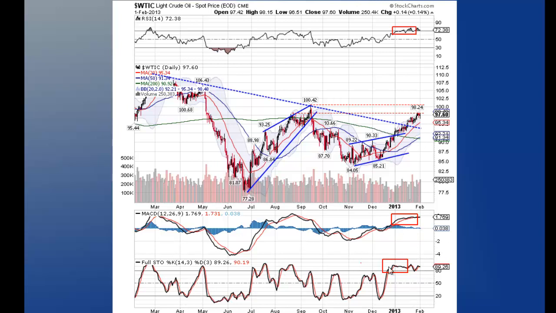RSI, MACD, stochastics, they're all on overbought levels, so the possible further consolidation is quite likely. Support on the downside, it's located here at 95.34, followed by this falling trend line and 93.66 level, followed by 92.21 and so on. So it's kind of a cluster of this 50 and 200 period moving average crossing over as well.